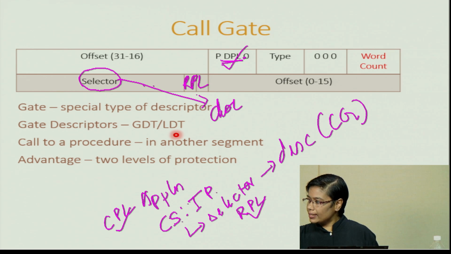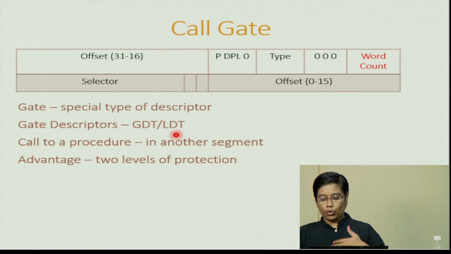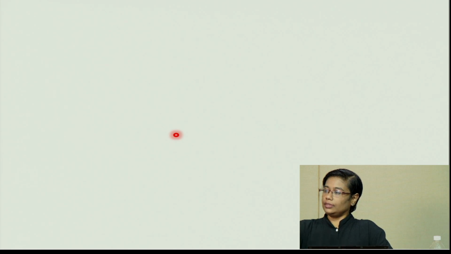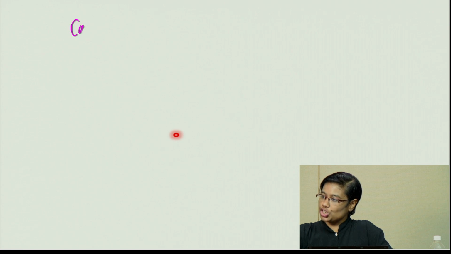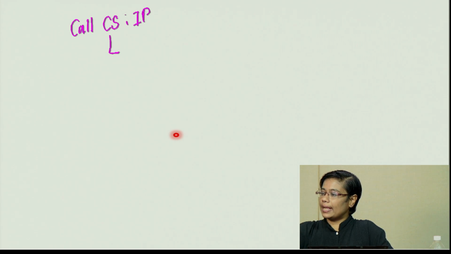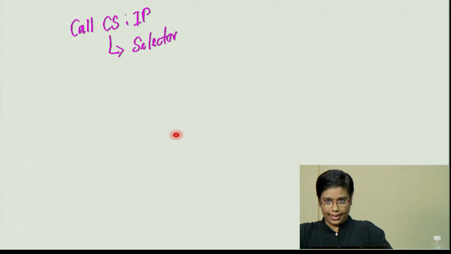So let's look at this procedure or try to write out this procedure again so that it becomes more clear to you. I will have a call instruction. A call instruction has code segment and instruction pointer value. Now this code segment is going to be having a selector. We know that segment is going to be treated as a selector. This selector will be pointing towards the descriptor.